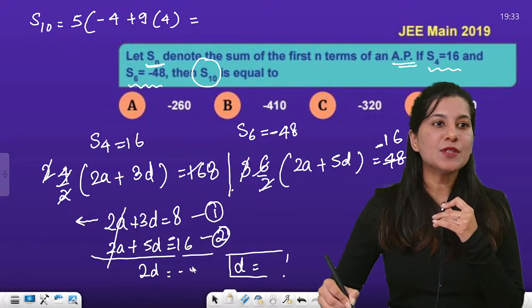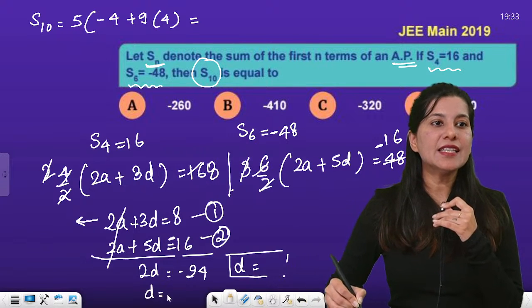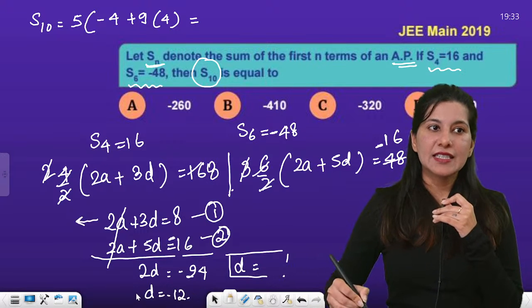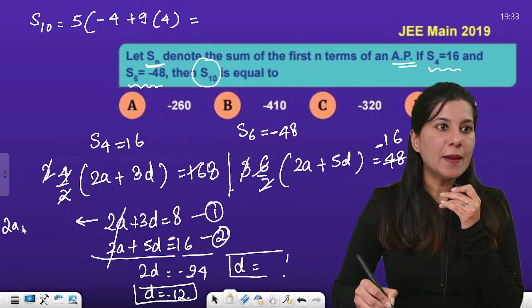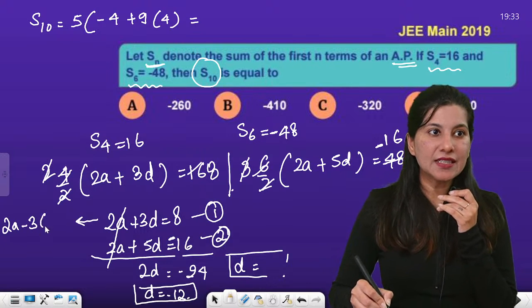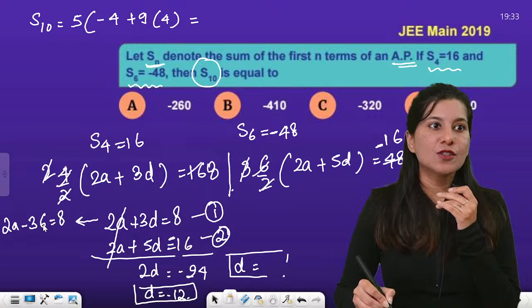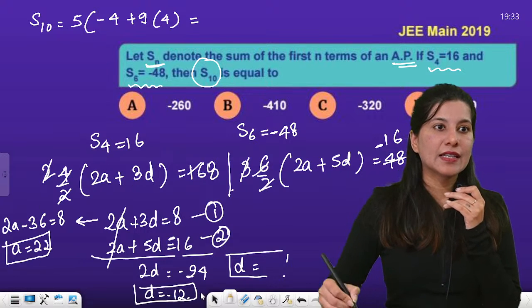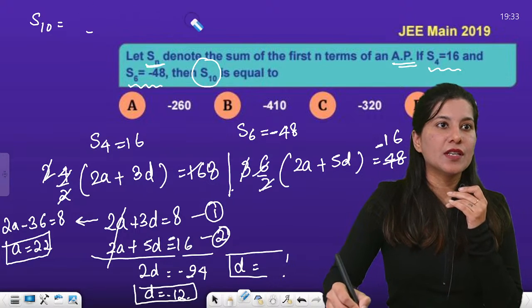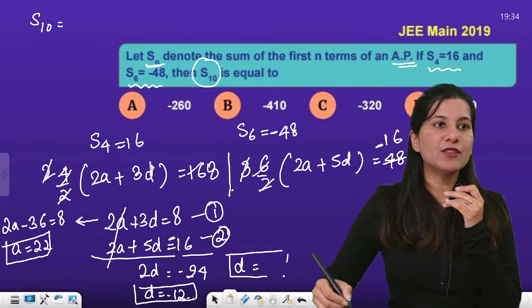So 2d is equal to minus 24, d is equal to minus 12, okay? And put the value of d over here. So 2a minus 30, 12 threes are 36, is equal to 8. So 36 plus 8, so a is equal to 22. Correct? a is 22. Now you can just calculate the value of S10.